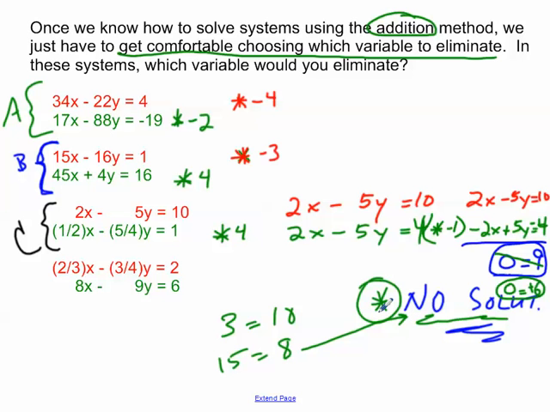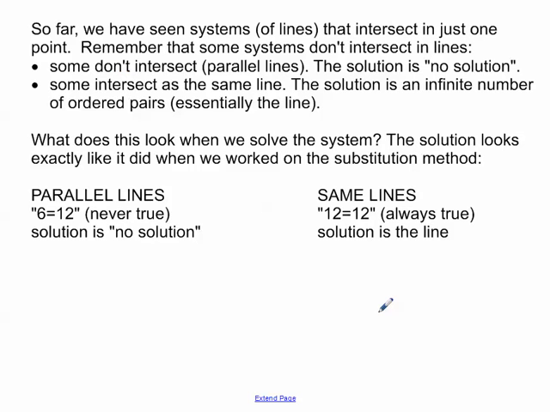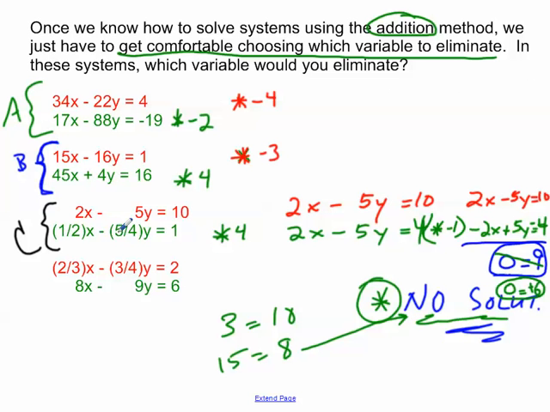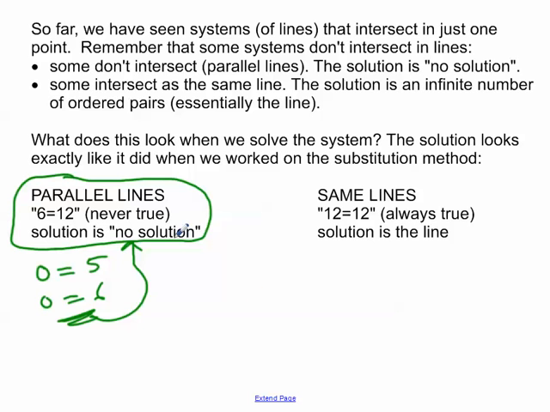Just like when we had solutions for the substitution method, if we have parallel lines, we'll get something like 6 equals 12, or 0 equals 5, or 0 equals 6, like our example before, where the number is equal to some other number, which means this never happens, so therefore we have no solution. Those would be parallel lines. If we modified those lines into y equals mx plus b format, we would find that they have exactly the same slope but a different y-intercept, just like in our section 4.2.